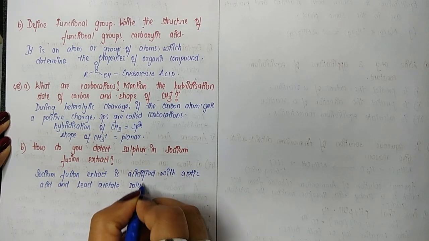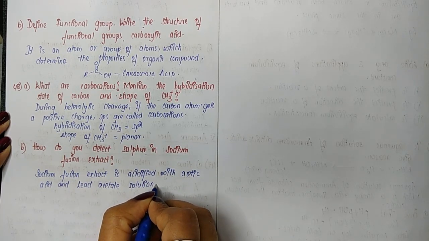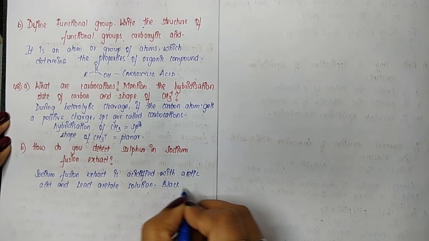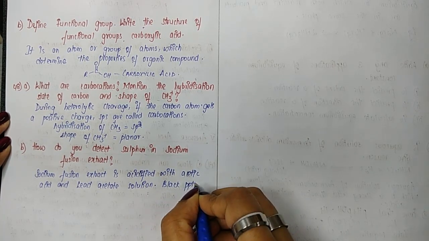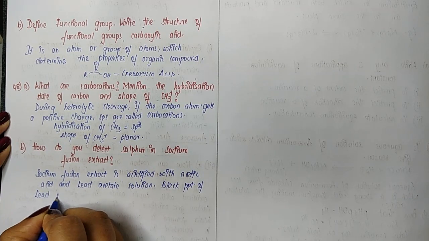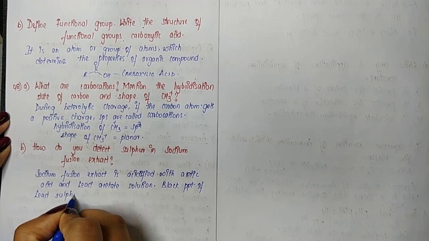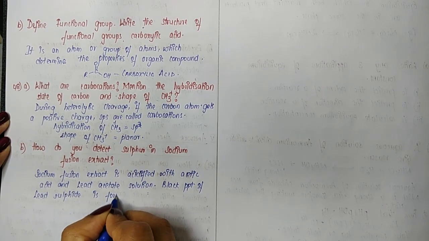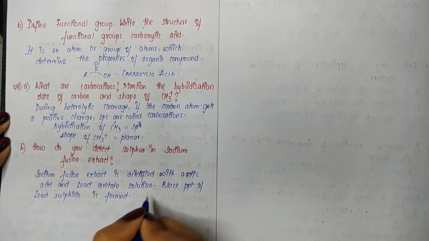Lead acetate solution. Now this forms a black precipitate of lead sulfide. So now this sentence will carry a mark.